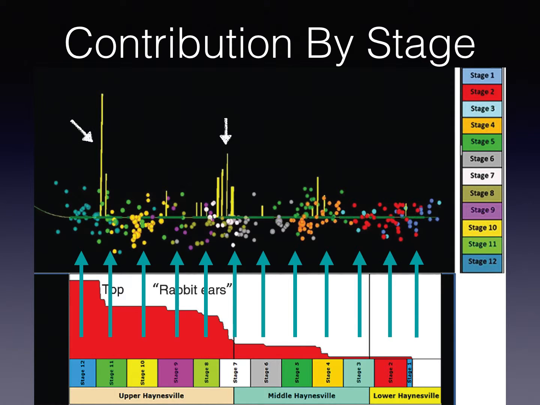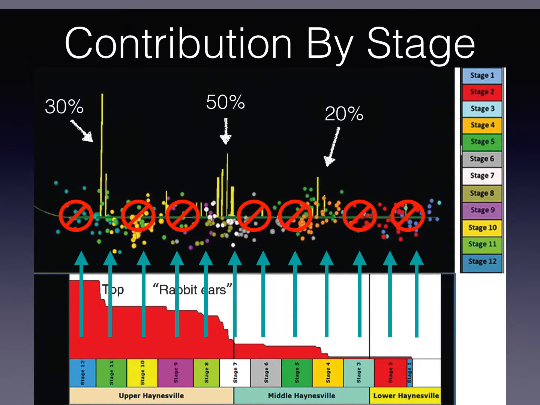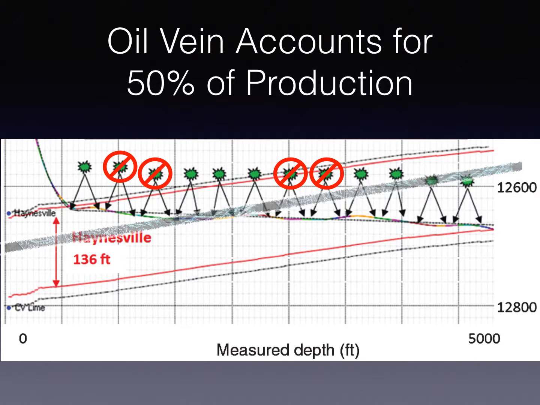There's all the stages. Yellow lines indicate the ones that produced, and we noticed 50% came from their rabbit ears formation. So that's definitely an oil vein. So let's draw that oil vein in on here. So you can see where the oil vein is. You see there's only 3 stages in it. The rest didn't produce as much. So 3 out of 12 stages in the oil vein accounts for 50% of production.